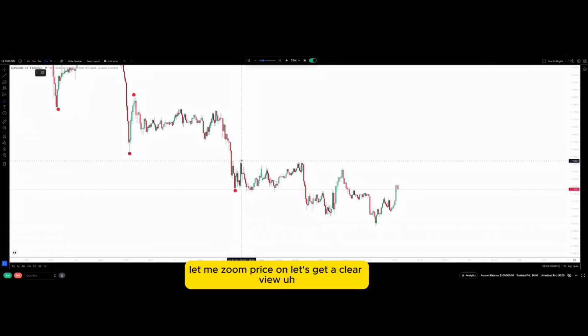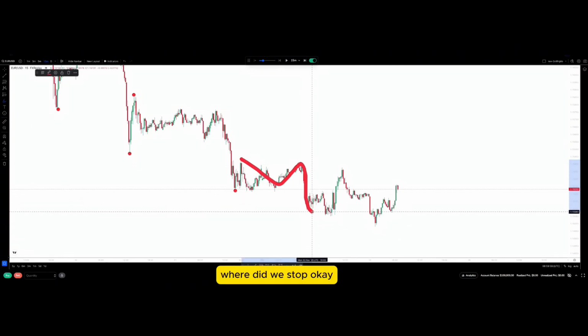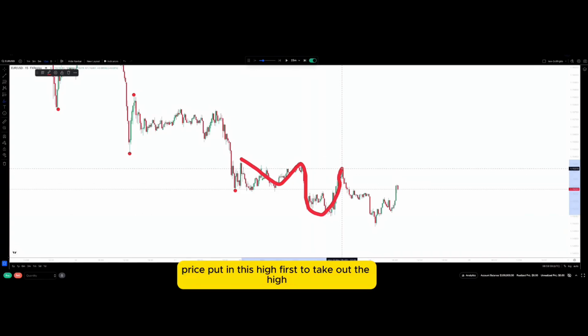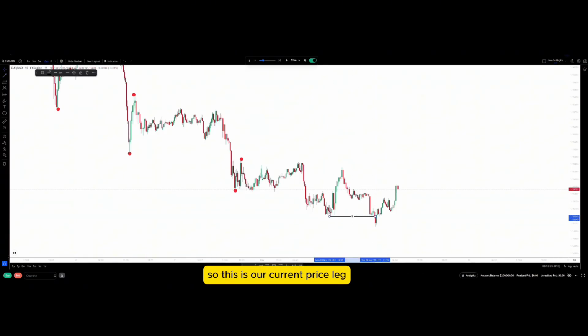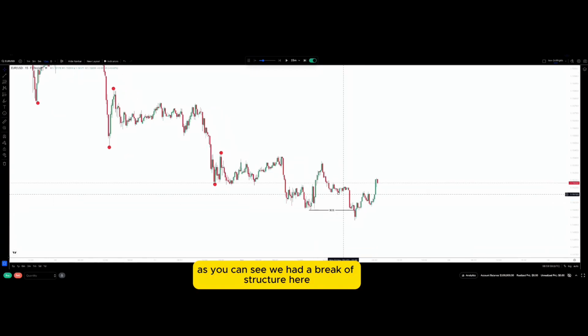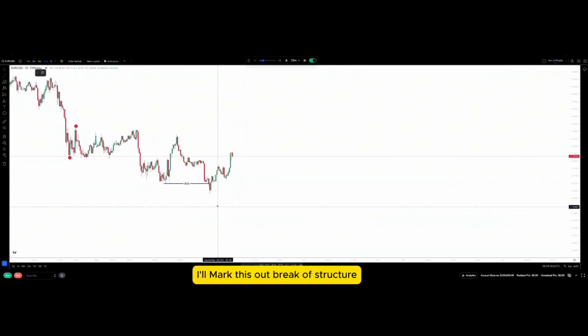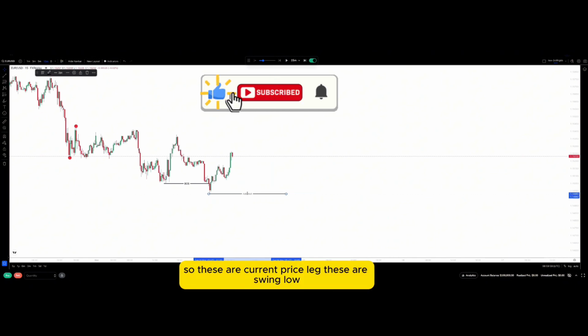Let me zoom in on price and let's get a clear view. Where did we stop? Okay, we stopped here. Price putting this high, first to take out the high, broke below, then boom, retraced and break below. Okay, so this is our current price leg. As you can see, we had a break of structure here. I'll mark this out, break of structure. So this is our current price leg.